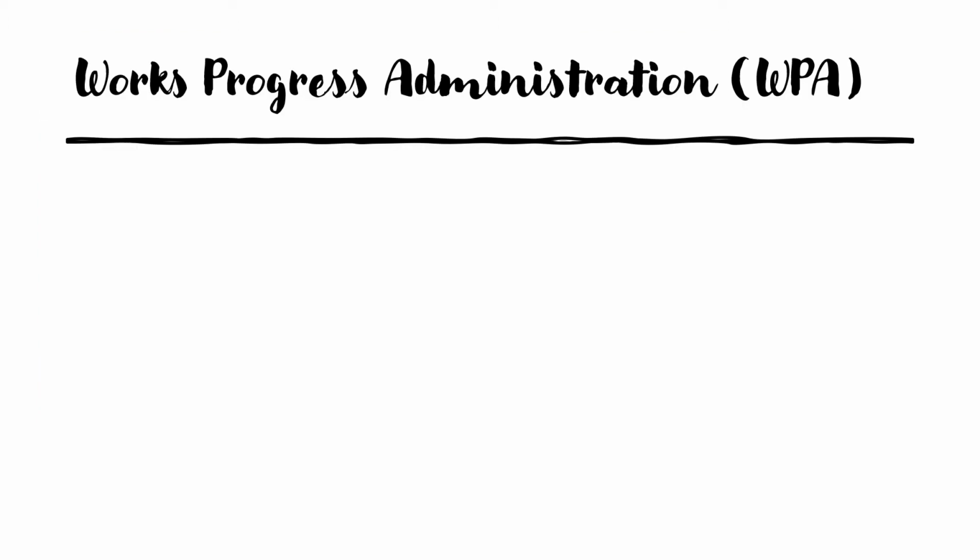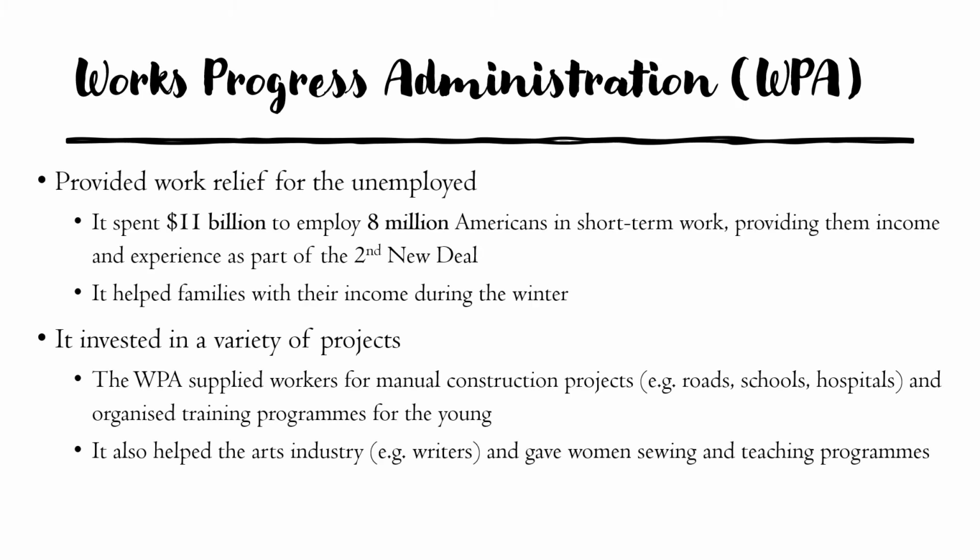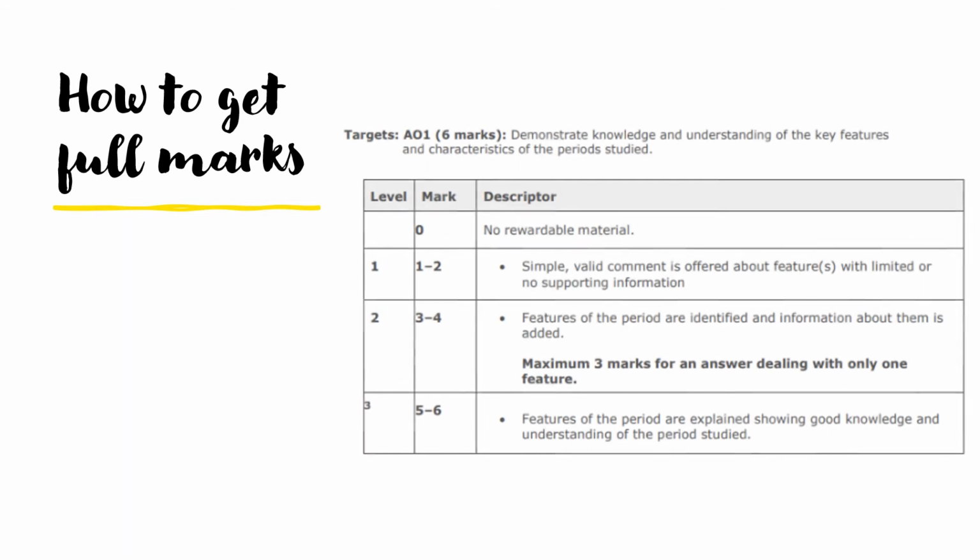So to give you an idea of how my videos can help you, this is the Works Progress Administration slide from that video. So you can see that I've just basically directly copy and pasted that into my answer. All the information is really good. $11 billion, 8 million Americans, part of the Second New Deal, ideas about roads, schools, hospitals. That's all very, very good. And if you know this, it will make this question a breeze. It'll be really, really good.